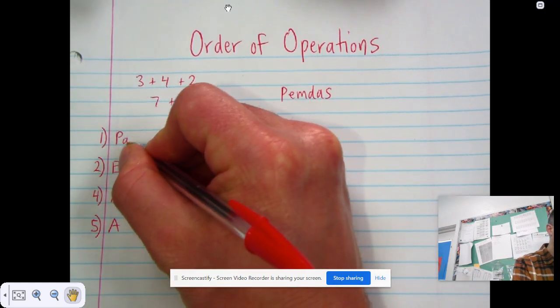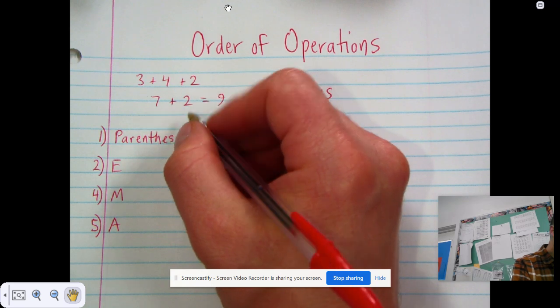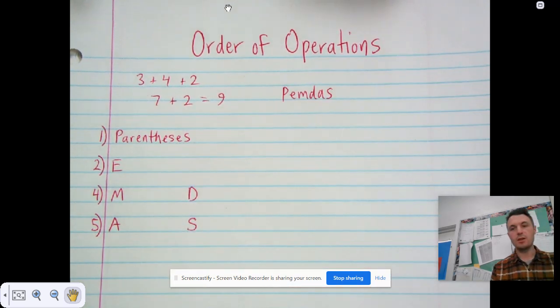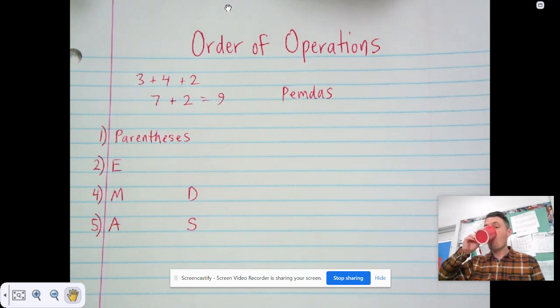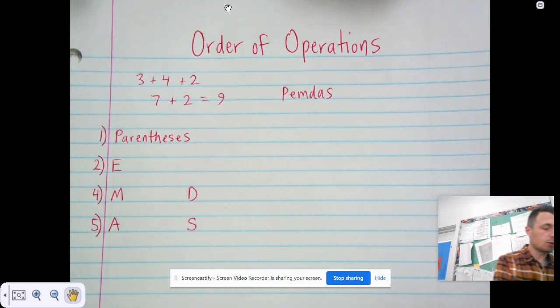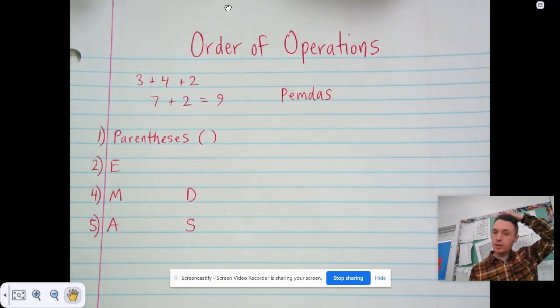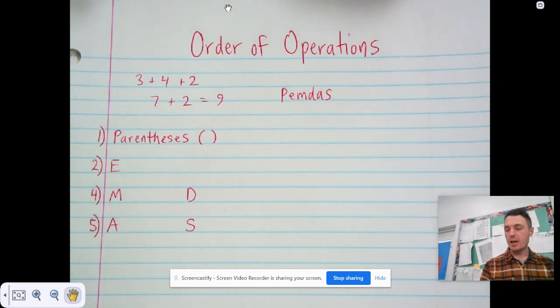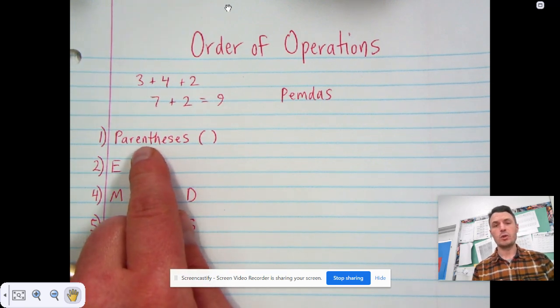Well, the P stands for parentheses. Okay? Parentheses. What are parentheses? You already know from when we learned about the associative property that parentheses look like this. And within this step of parentheses, there's actually 3 steps because there are parentheses as well as brackets and braces.